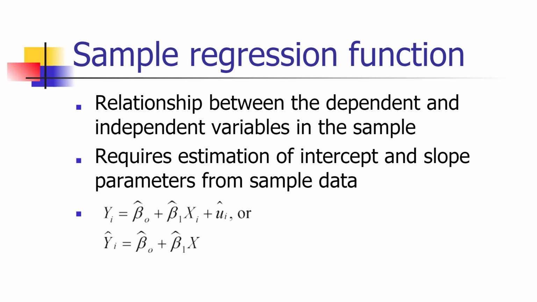The sample regression function is given by the observed value of y is equal to our estimated value of the intercept plus the estimated value of the slope times x plus our sample error term. Or if we just want to put it in terms of the fitted regression line or the sample regression line, the predicted value of y is given by our estimated equation, which is equal to beta 0 hat plus beta 1 hat times x.